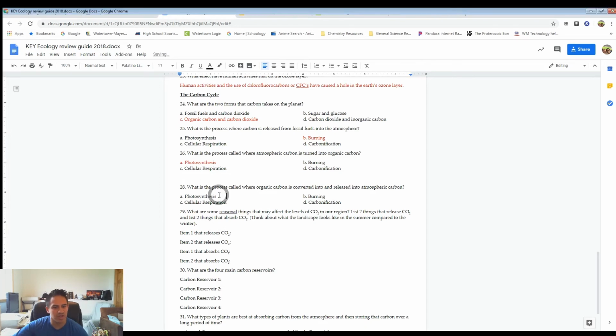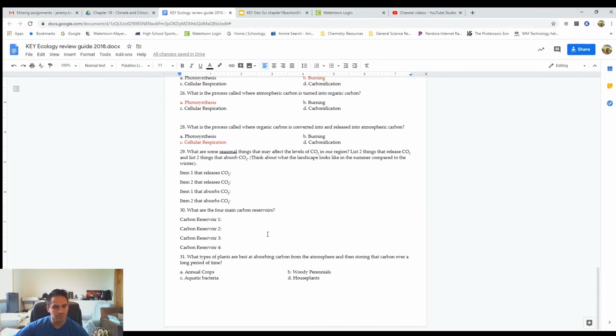Number 28, what is the process called where organic carbon is converted into and released into atmospheric carbon? So this is where we take organic carbon, part of a living organism, and it gets released back into the atmosphere as carbon dioxide. This is done through cellular respiration. That's where we breathe out every day, and every time we breathe, we are releasing organic carbon, which used to be part of our body and is now carbon dioxide, released into the air.